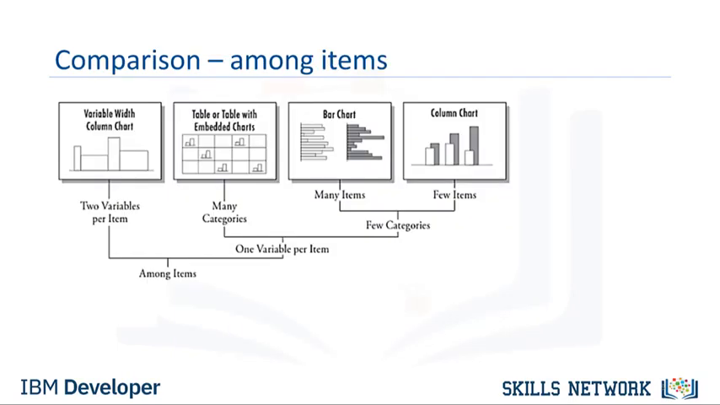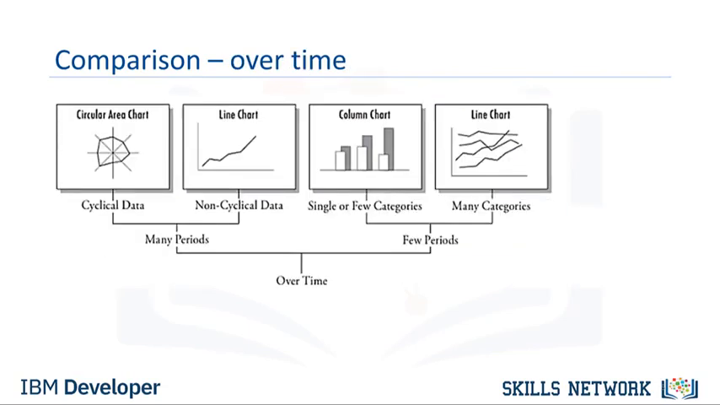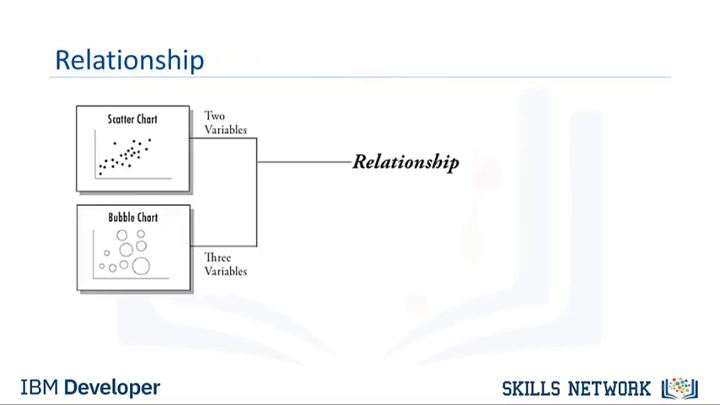If you're comparing items with few categories, you can use bar charts or column charts. If you are comparing behaviors over time, and if you have the time periods running into months, several months, you may have to use a line chart. And if the time periods are not that many, then you can use columns and other approaches. If you're trying to depict relationships between 2 continuous variables, your choice is a scatter plot.